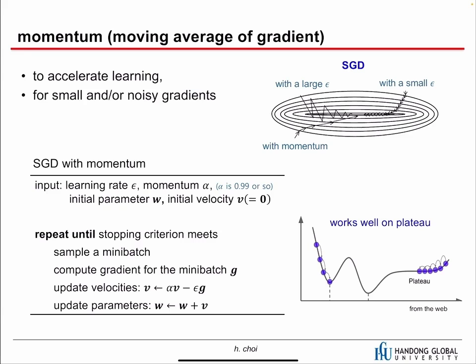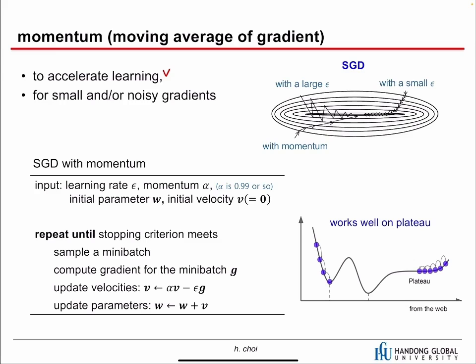Now in this slide, we are going to talk about the direction of the learning. In the previous slide, we talked about the step size. From now on, we're going to talk about direction, or sometimes we'll talk about the learning rate too. So the first one is momentum. Momentum is about the moving average of the gradient, and it will accelerate learning, especially for small or noisy gradients.